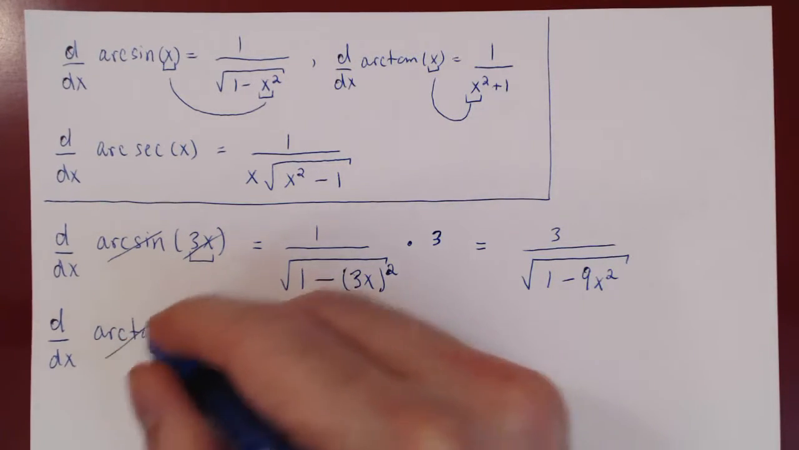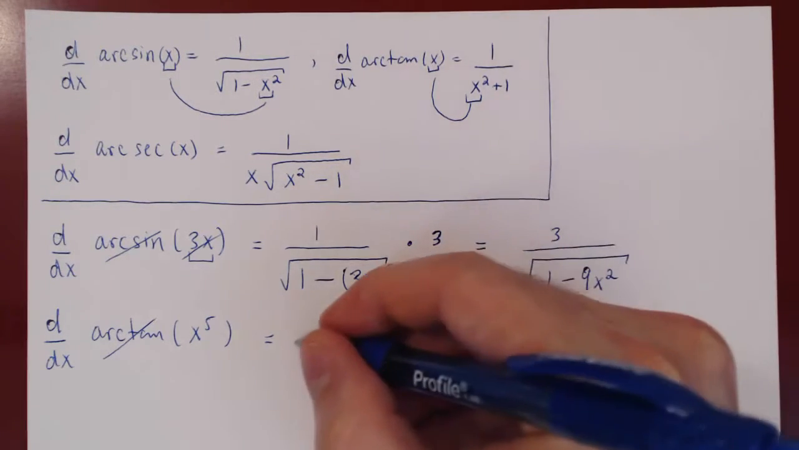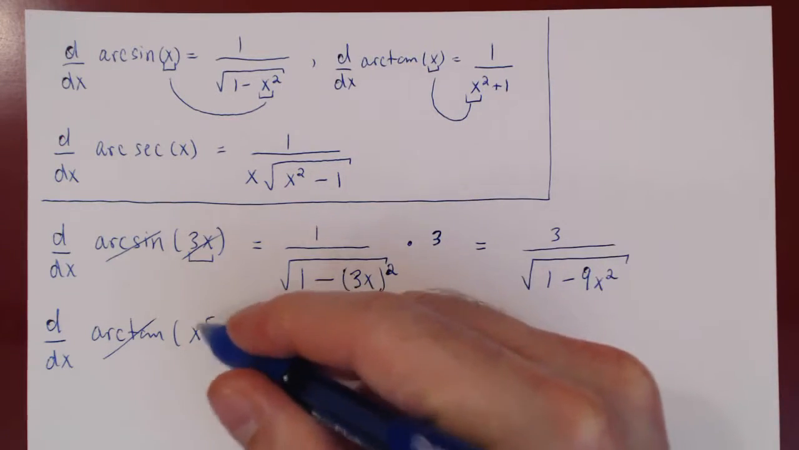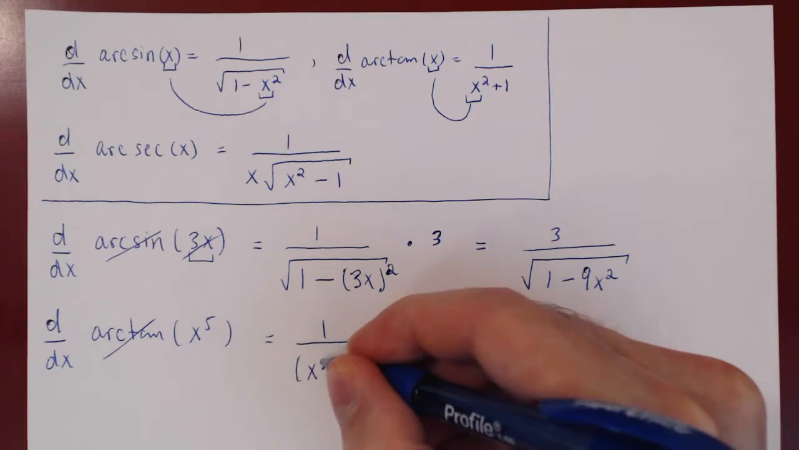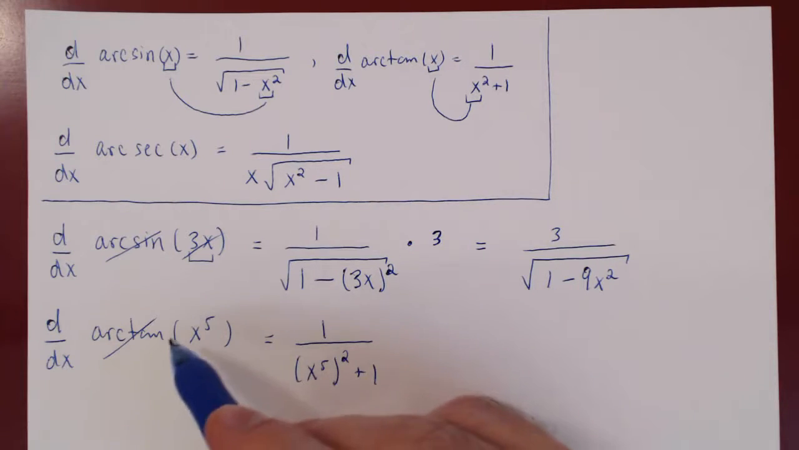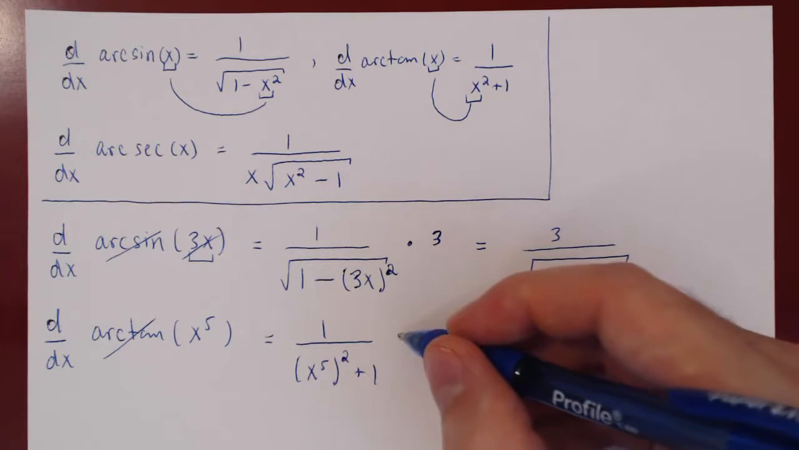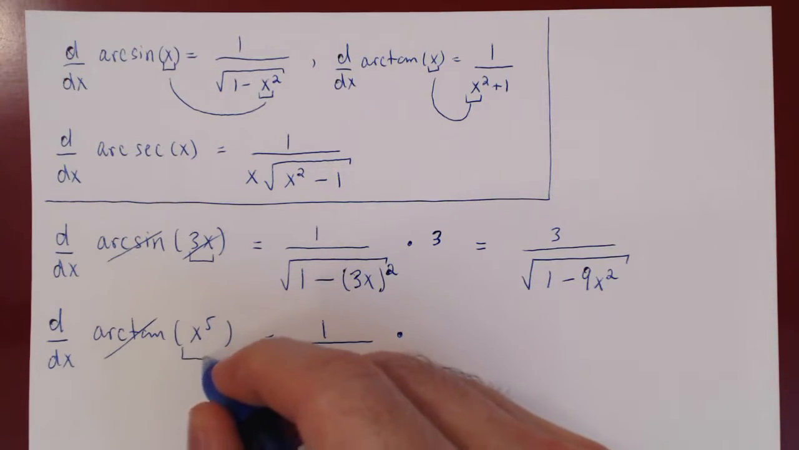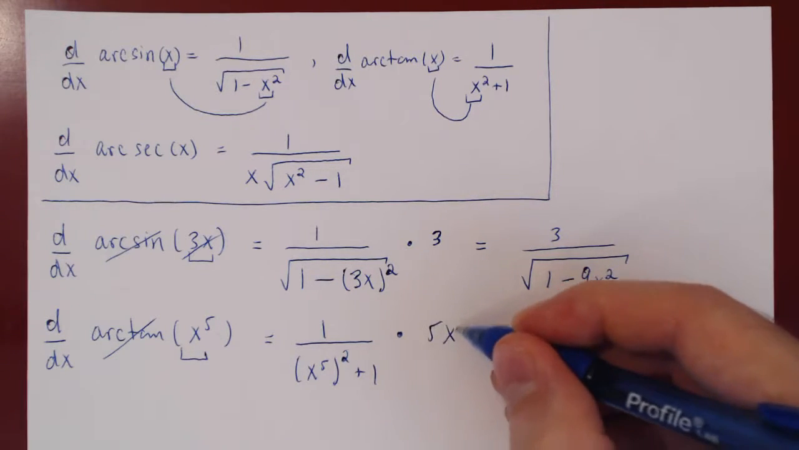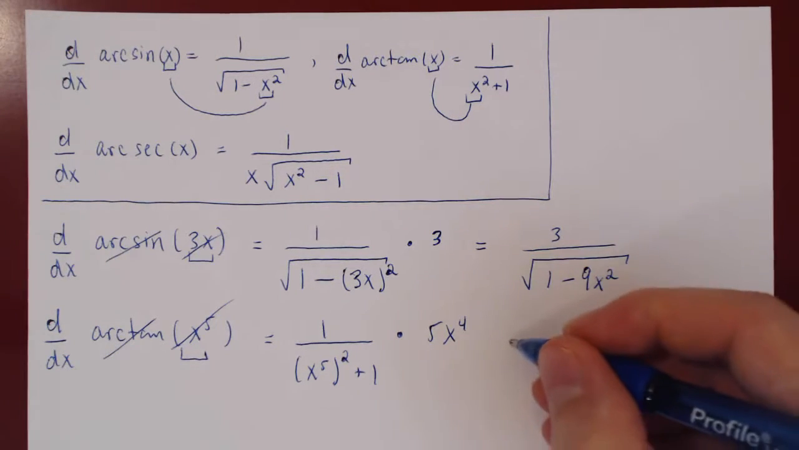We differentiate the outside function, arctangent, and the derivative of arctangent is 1 over the argument squared plus 1. Well, here the argument is x to the 5. So it's x to the 5 squared plus 1. And that's the derivative of arctangent of x to the 5, but only of arctangent. There's still the x to the 5 left over. So we have to multiply by the derivative of what's left over. And the derivative of x to the 5 is just 5x to the 4. There's nothing left over, so the differentiation is over.